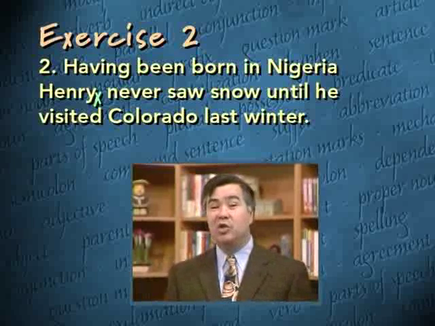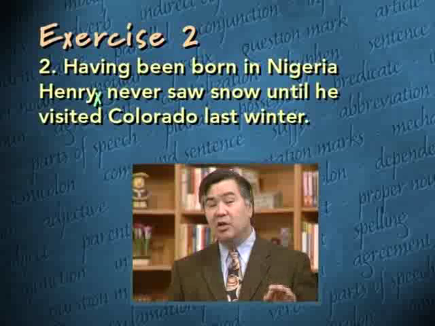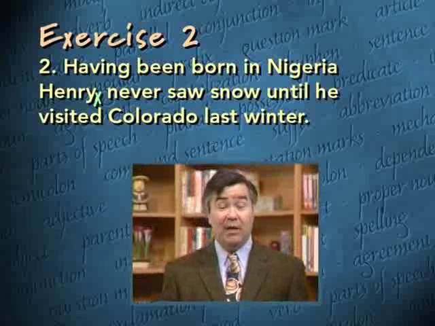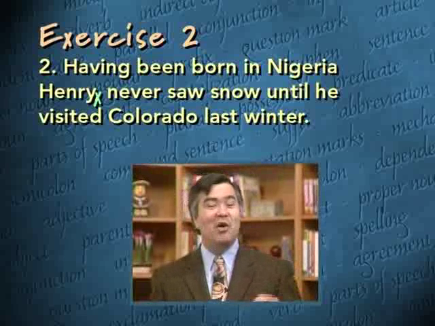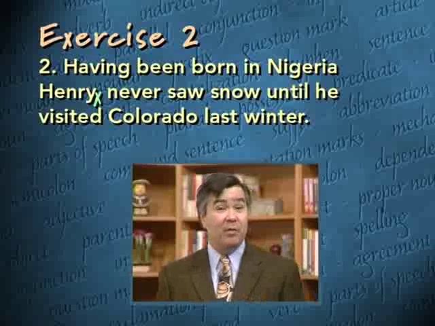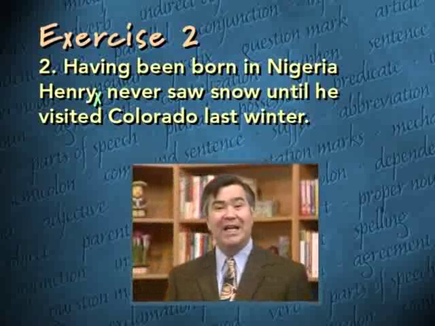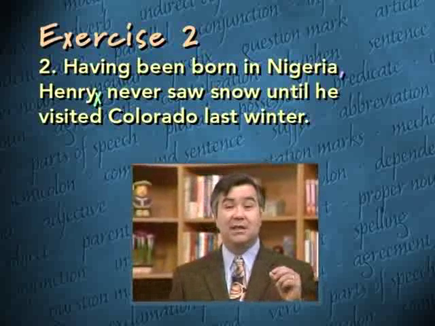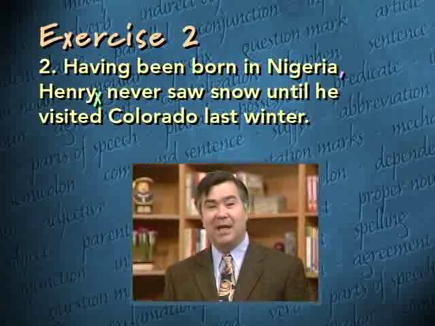Well, what those words do is modify the noun that follows, Henry. Those words act as a kind of an adjective, giving us more information about Henry. And since the sentence begins with a modifying phrase, we want to set off that phrase from the rest of the sentence with a comma. So there really should be a comma after the word Nigeria here. That would make it clear that the opening phrase is a modifying phrase, which should be separated from the rest of the sentence by a comma.